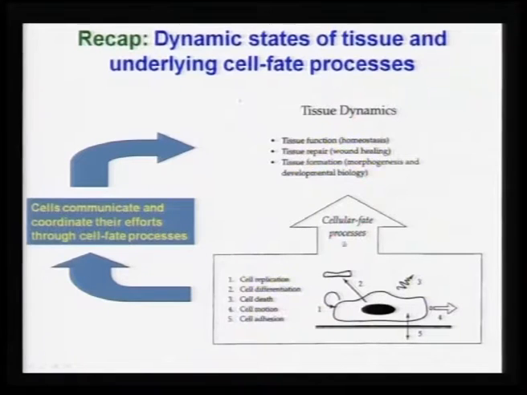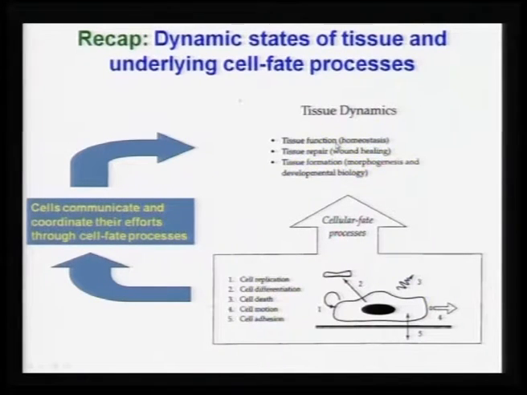Okay, in today's lecture, we will be discussing the cell differentiation process. Before we move on to cell differentiation, let us recapitulate what I have shown in the last one or two lectures. Essentially, cell differentiation is one of the cell fate processes, and other cell fate processes include cell replication, cell death, cell motility or cell migration, and cell adhesion. All these cell fate processes have direct relevance for tissue function.